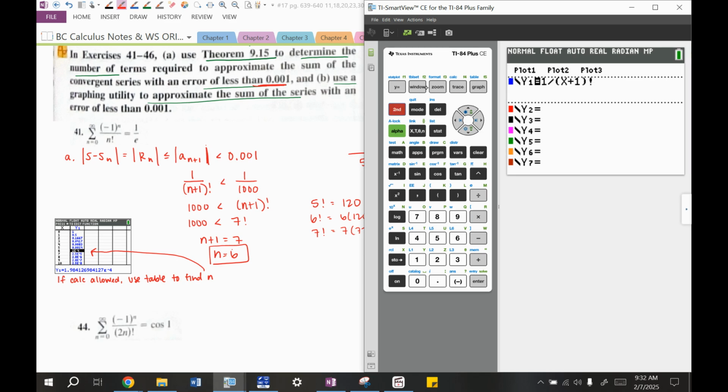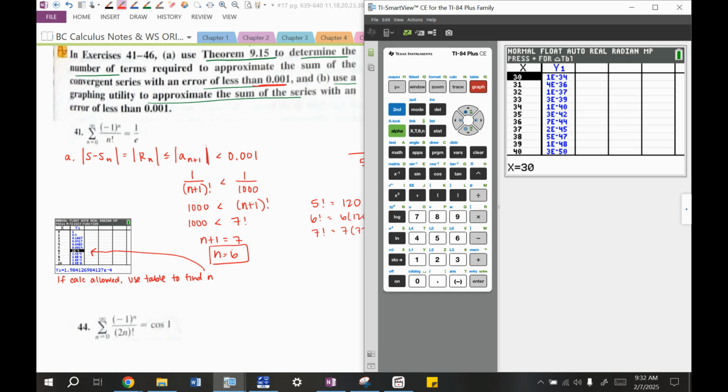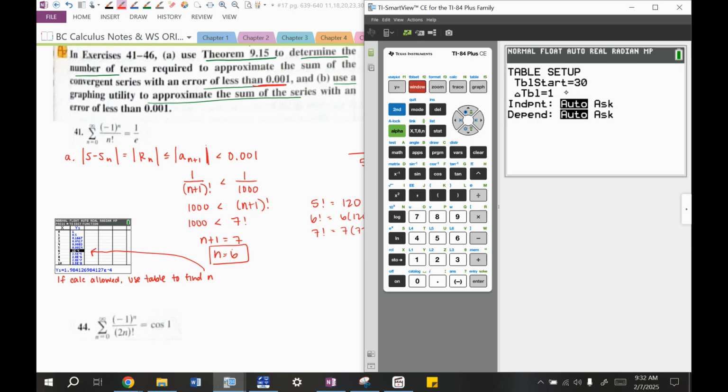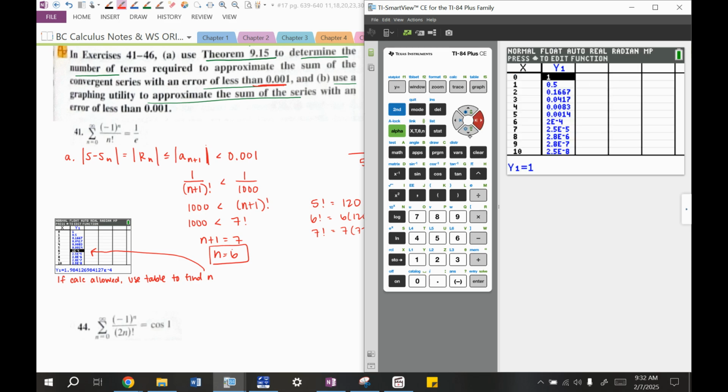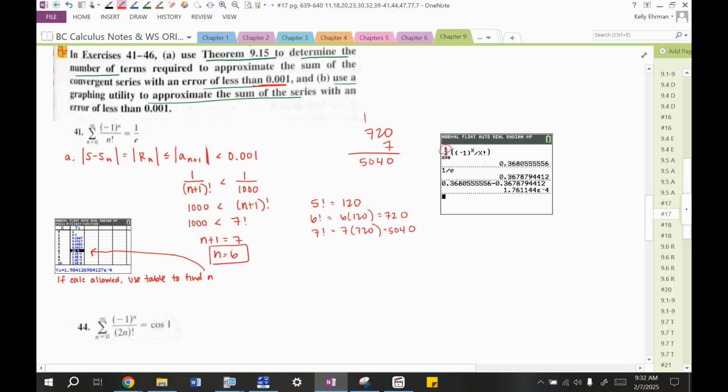And then you go to your table. Now my table is at a weird place. How do I get back without having to scroll all the way back to 0? Second window says table set. So start at 0. Go to your table. You're looking for when's the first time that this decimal is less than 0.001. So here's 0.0013, so that's too big. This is scientific notation for 0.000198. So that is the first time that you're less than 0.001. So 6 was correct. That's what this screenshot is saying.